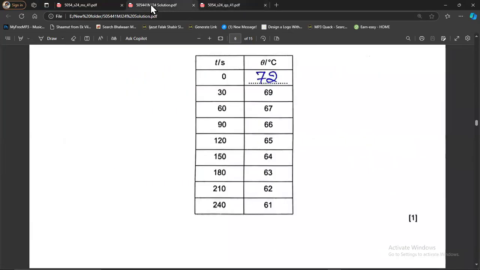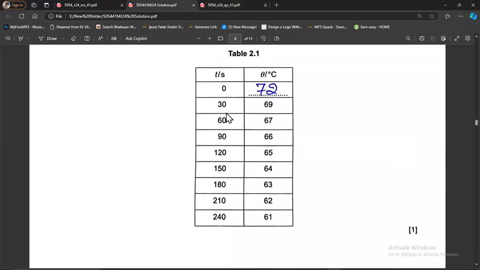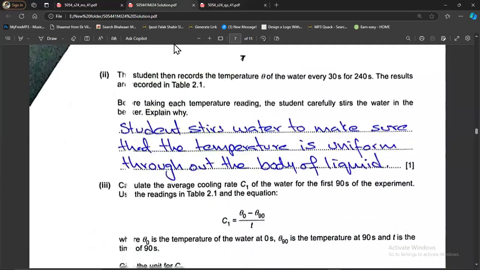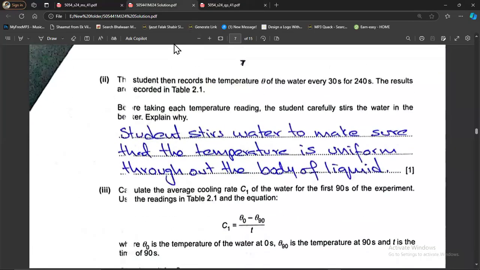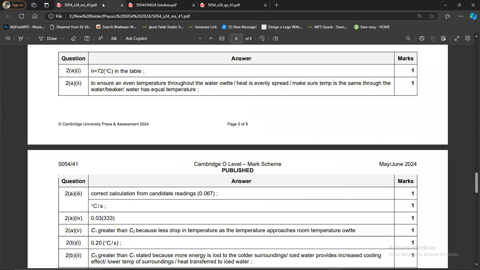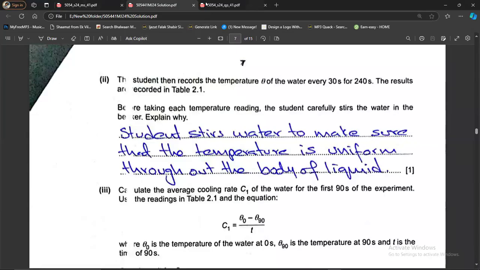So you see, after every 30 seconds, they have noted down the temperature. The water is cooling down. Its initial temperature was 72. So why do we stir before taking a reading? We always stir the water before taking its temperature. We want to make sure that the temperature is uniform throughout the body of the water. The student stirs the water to make sure that the temperature is uniform throughout the body of the liquid. The marking scheme is showing up on your screen for question number 2A, second part, and you can check this also. You can pause the video if you want more time with it.